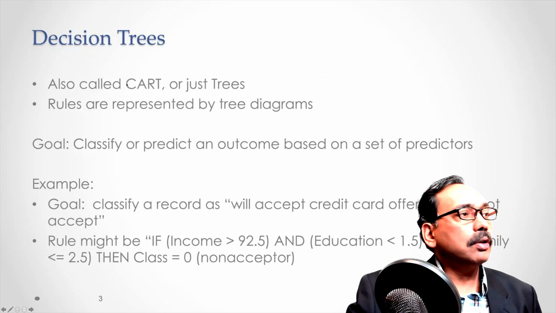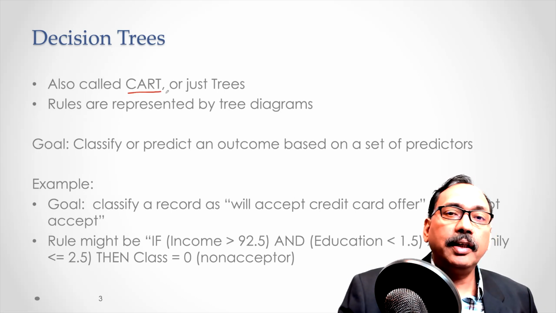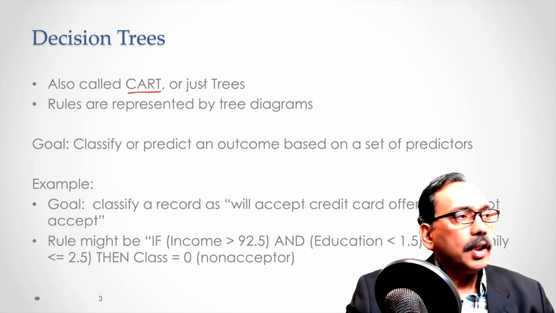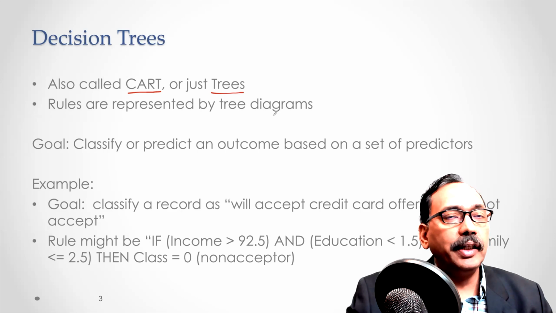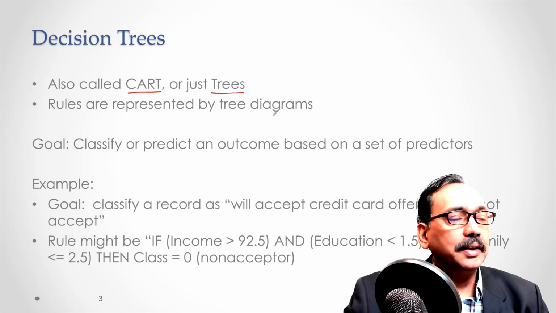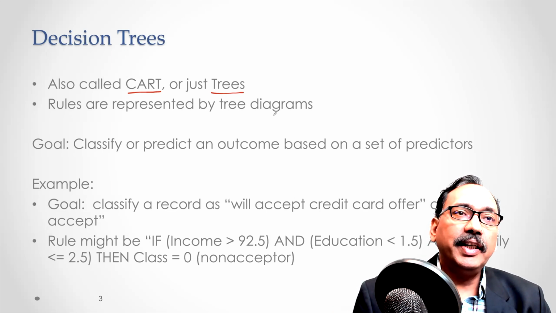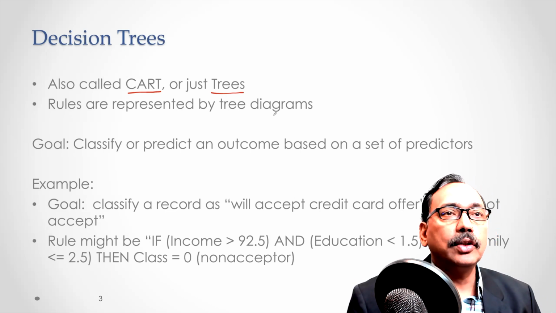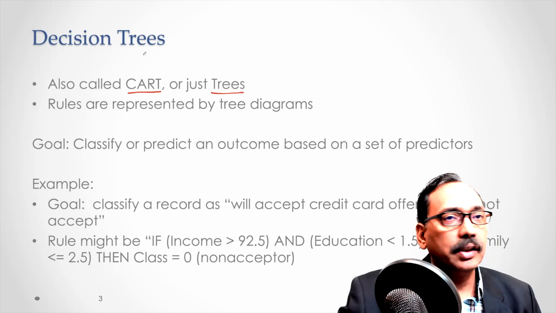Decision trees are also called CART, C-A-R-T, which stands for classification and regression trees. They're also simply called trees. What we have here are rules which are represented by tree diagrams. A unique feature of decision trees is that the output is a tree which you can visually see, and that makes it very easy to understand what the model is and also use it for making classifications or predictions. That's one of the biggest advantages that we get with trees.